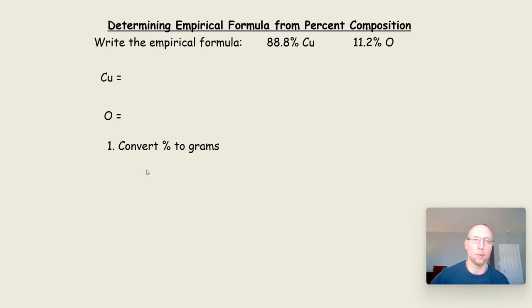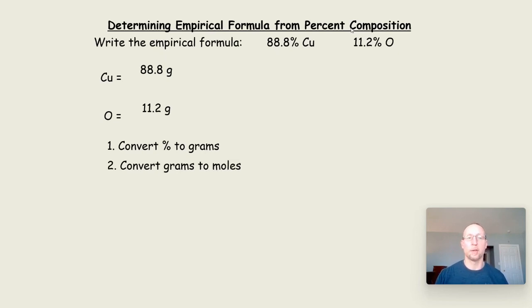And then we're going to take note. Step 1 is convert percents to grams. So this is pretty simple. All we got to do is assume that we have a 100-gram sample. All right. So if we have a 100-gram sample and a percent means per 100%, then if I have 100 grams, then if I have 88.8% copper, that means I have 88.8 grams, right? So if we assume that we have a 100-gram sample, all we got to do is take the percents and make them grams, G's, right? So we have 88.8 grams copper and 11.2 grams oxygen.